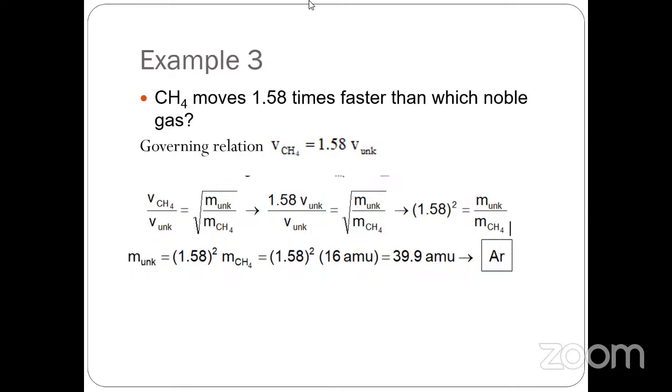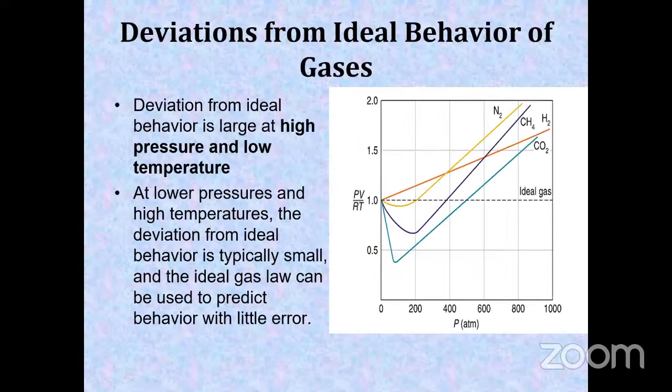So that noble gas is actually argon. I hope it is clear. In the absence of any question, we will move to the last bit of the lecture for the day. We are going to be looking at the deviation.